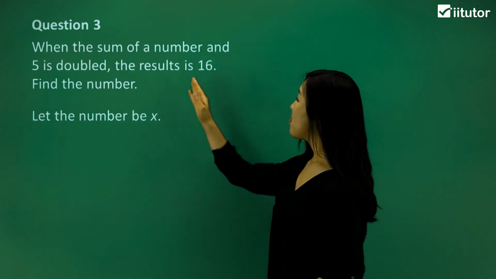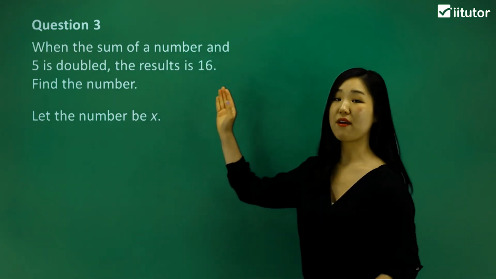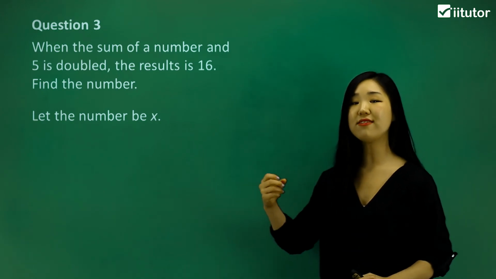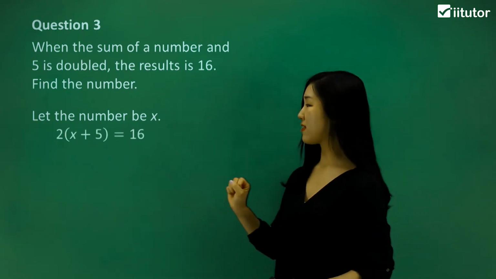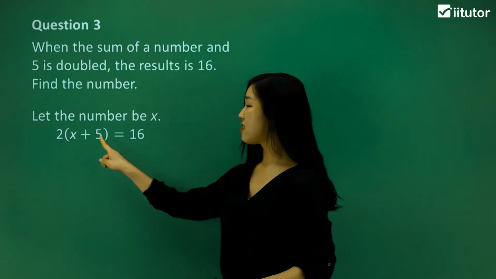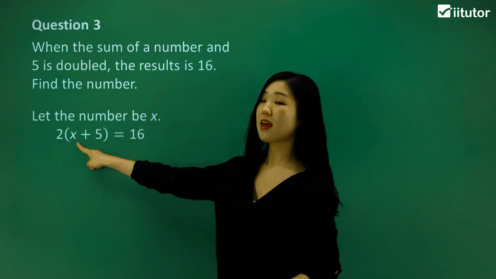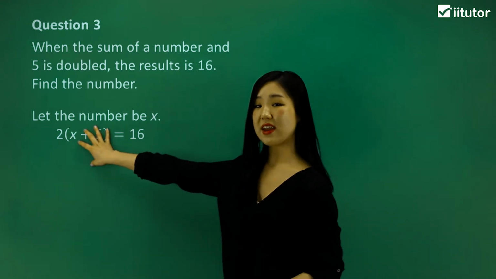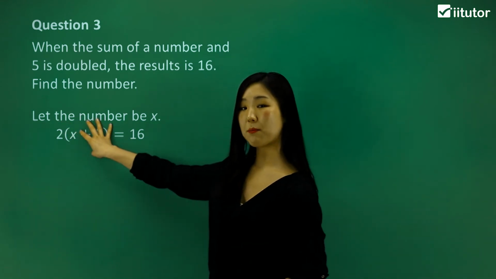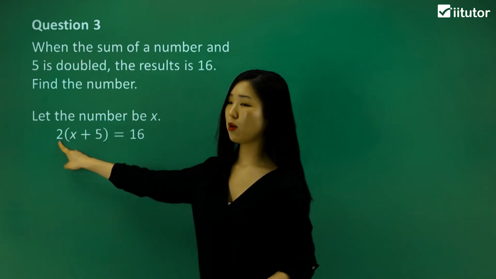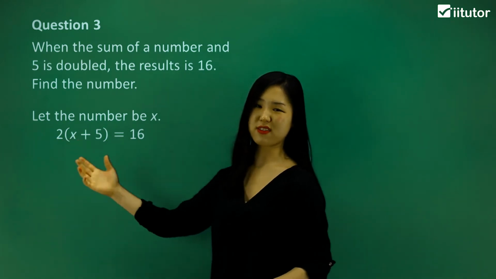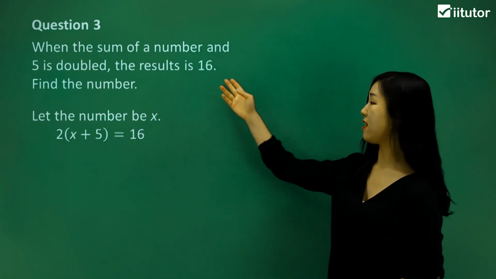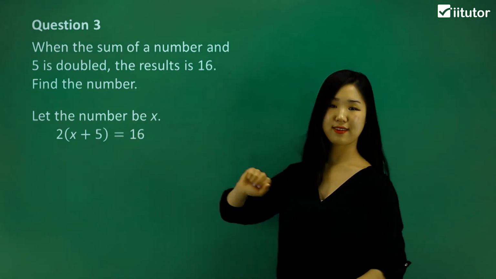Okay, it says when the sum of a number and 5. So when the sum of the number and 5, that whole big bunch is doubled. So, to make that bunch, I'm going to use brackets. Sum of the number, x, and 5, says in the question, the sum of the number and 5, that number is doubled. So I group that by putting it into a bracket, and then I multiply it by 2. So I put the 2 at the front. That indicates multiplication. The result is 16. As the question says, the result is equal to 16.